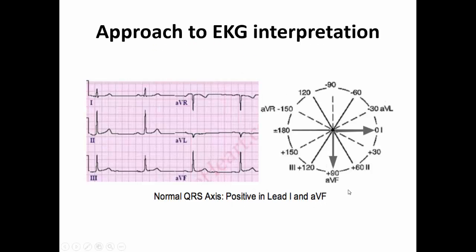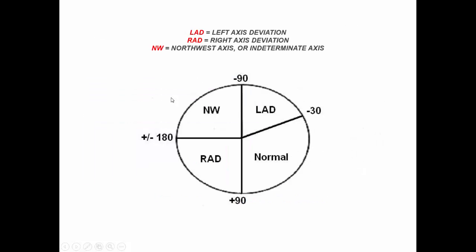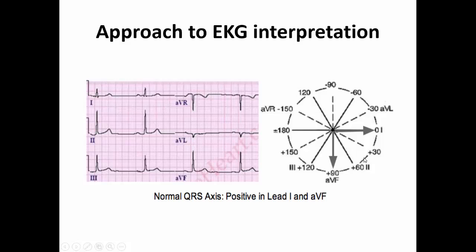So this is helpful. This is sort of the previous slide, this circle with the different leads listed, at least the limb leads. AVF is the same as 90 degrees, AVL is the same as minus 30 degrees. So when we look at axis, we expect the QRS to be positive in AVF and positive in AVL, because that's going to give you what we call a normal axis.